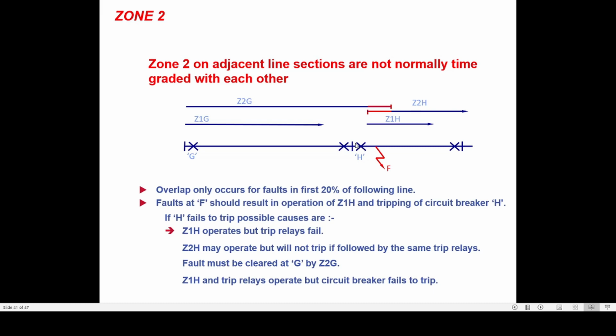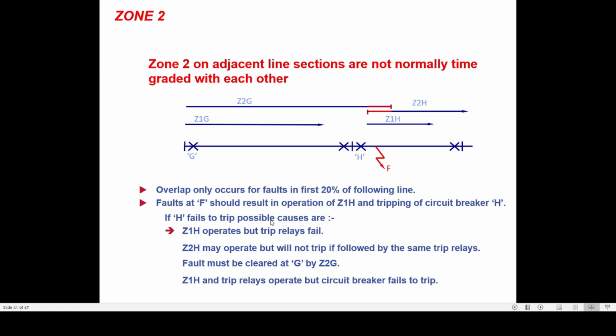So if the protection relay at substation H operates, firstly, zone 1 will operate and it will try to clear the fault, but because of some problem in the tripping relay at substation H, this fault will not be cleared. And now if zone 2 operates, then also the fault will not be cleared because generally those trippings are followed by the same trip relays. So the fault must be cleared by the relay at G.